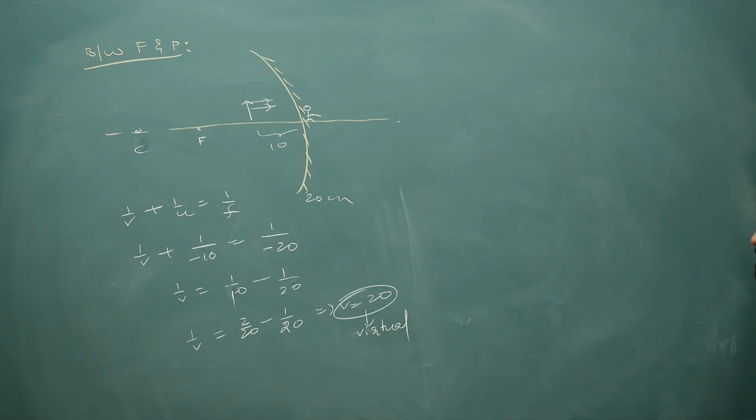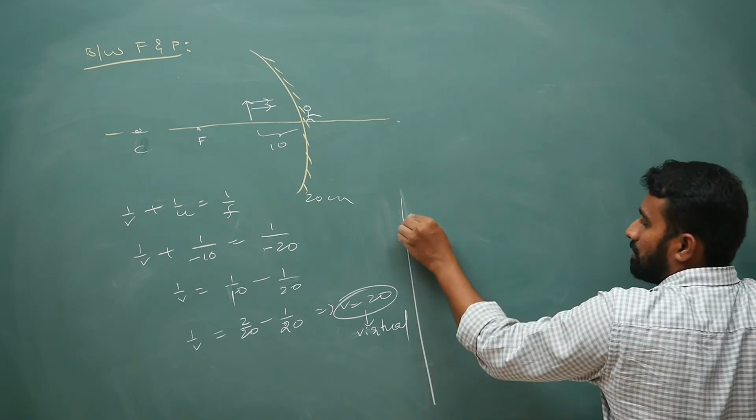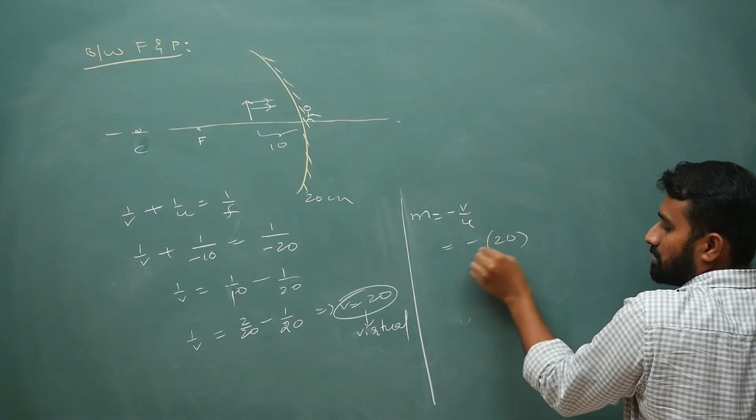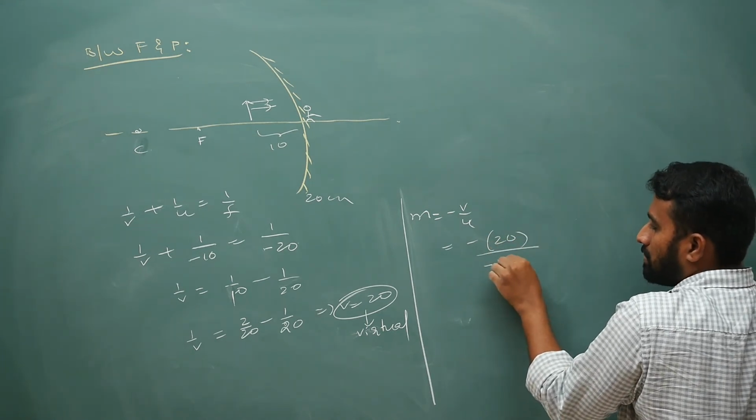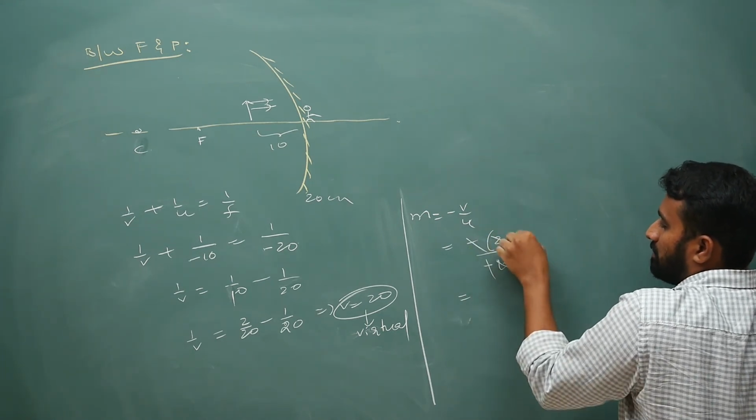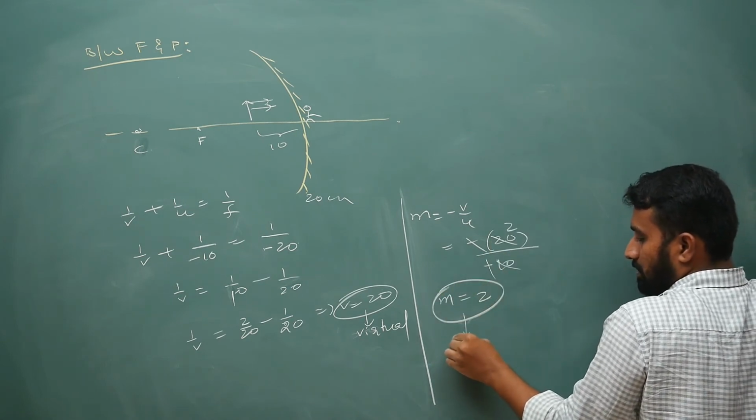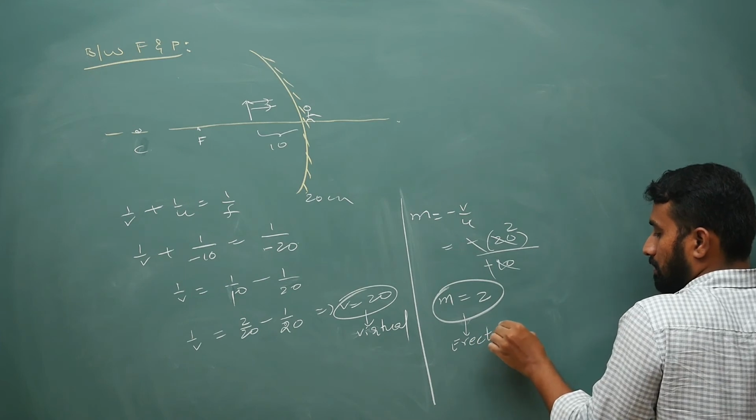Now magnification, if I take M is equal to minus V by U, minus of V is plus 20 by U is minus 10, minus minus 10 means 2. So magnification is 2. So it is erect and magnified.